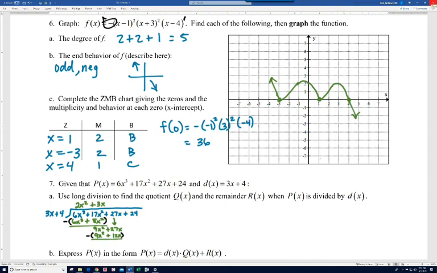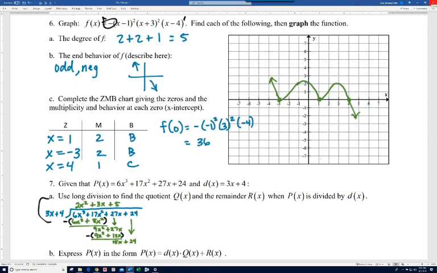Let's go ahead and subtract. 9x squared minus 9x squared, we're going to get a 0 there. And 27x minus 12x is 15x. All right, let's go ahead and bring down our plus 24. And we'll do this one more time. We need to ask ourselves, what times 3x gives you 15x? Of course, that's going to be 5.